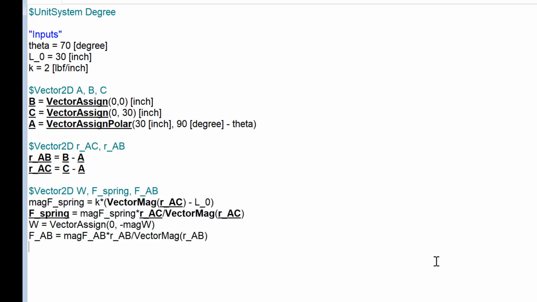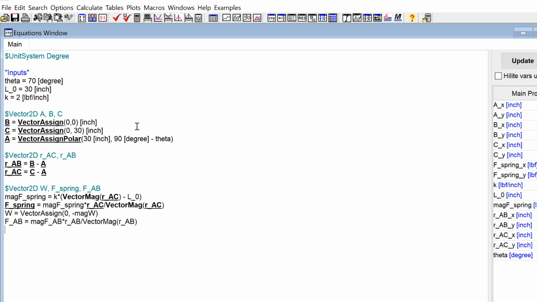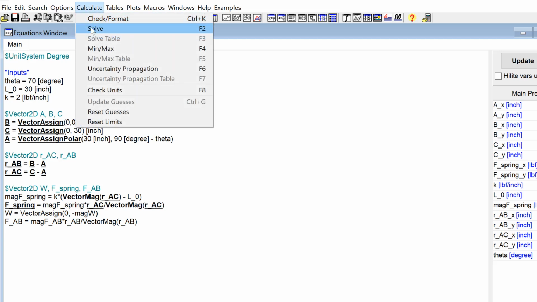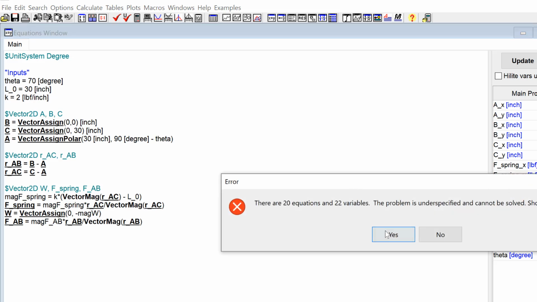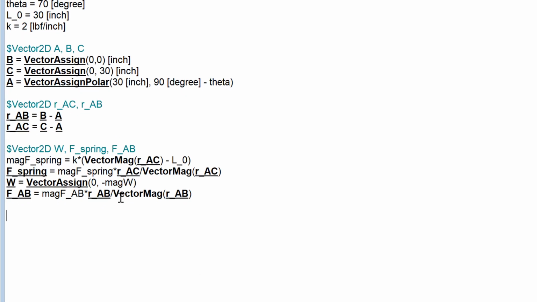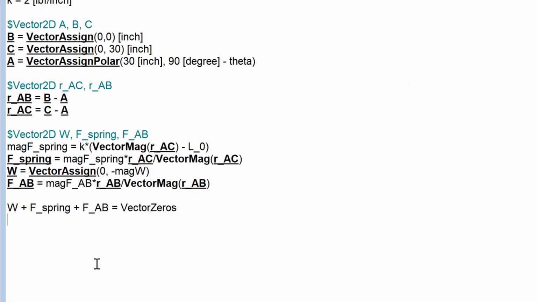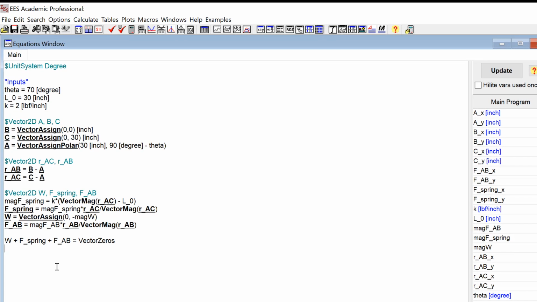And at this point, I've added two unknowns, but I don't have enough equations to solve. If I tried to solve, I wouldn't be able to. So the last piece of information is the equilibrium equation for this problem, which is in two dimensions, and it just says that these vectors have to sum to the zero vector. So W plus F spring plus FAB, those vectors have to equal the zero vector. So that's easy to enter. I'll enter that in EASE.